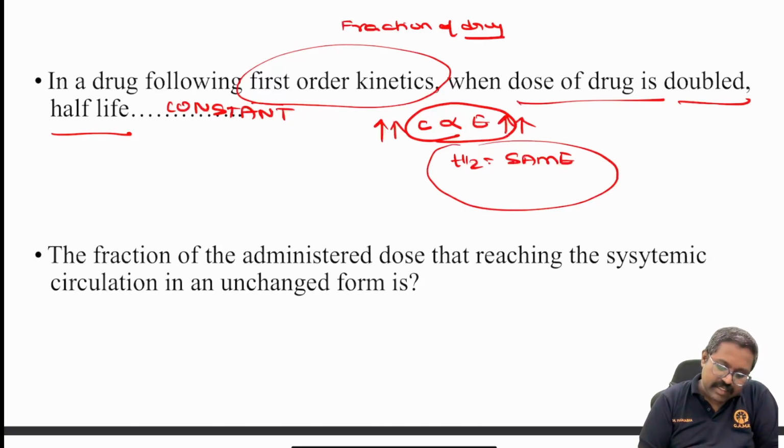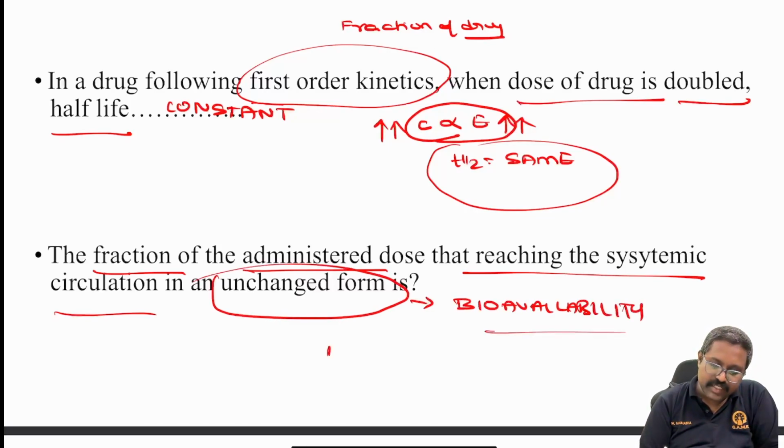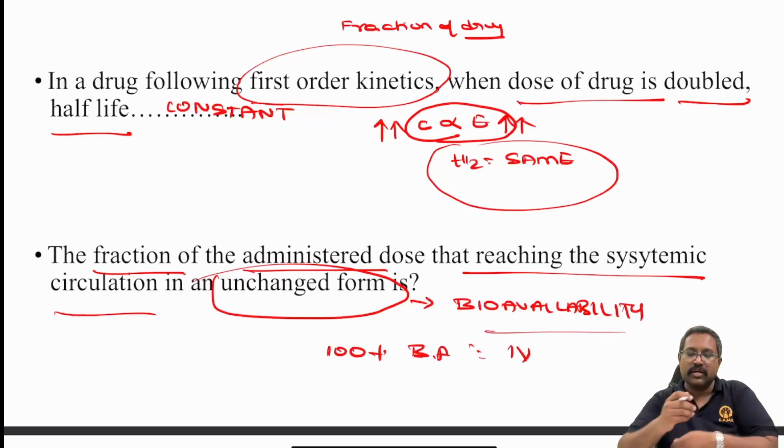So next, what will the sentence be called? A fraction of the drug or the administered dose that reaches the systemic circulation in an unchanged form. This is the definition of bioavailability. Again, we'll revise which route has got 100% bioavailability. It is your intravenous route.